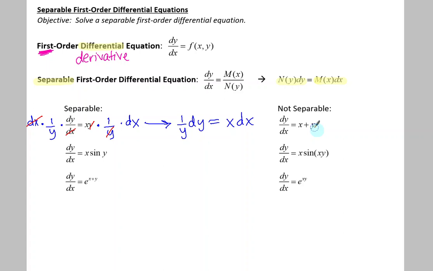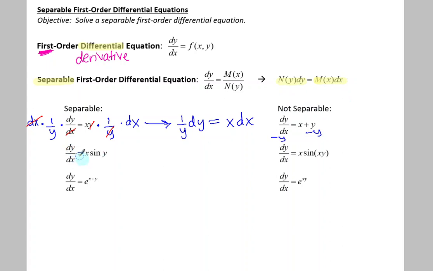This one looks similar to this one, except since we're not multiplying x times y, the only way to separate the x from the y is to subtract the y, and then I don't have a function of y times dy, but rather dy/dx minus y. So this is not separable because I cannot write it in that form.